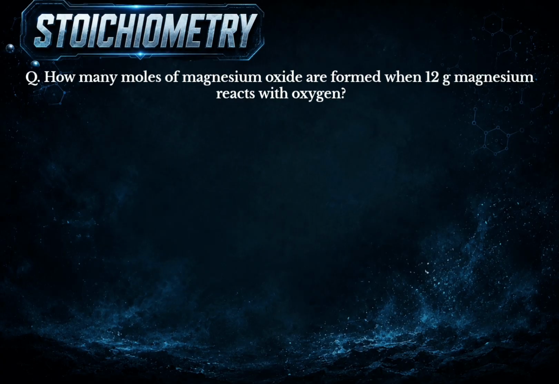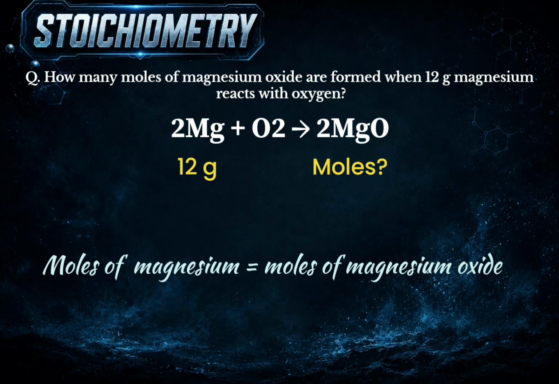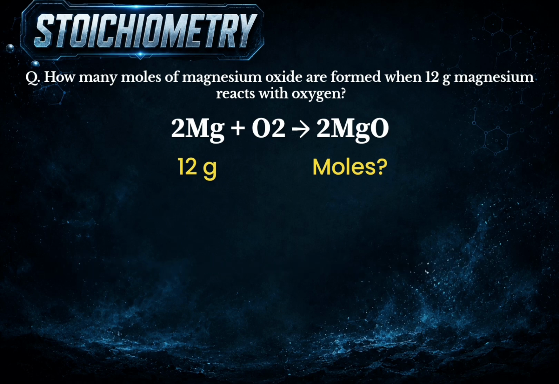How many moles of magnesium oxide are formed when 12 grams of magnesium reacts with oxygen? Write the balanced equation. We are given 12 grams of magnesium, and we need to find the moles of magnesium oxide. Since the ratio of magnesium to magnesium oxide is 2:2, the moles of magnesium and magnesium oxide will be equal.